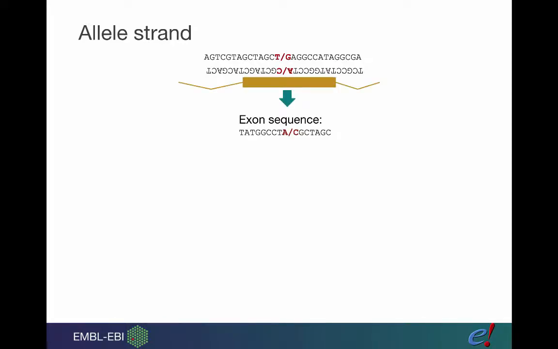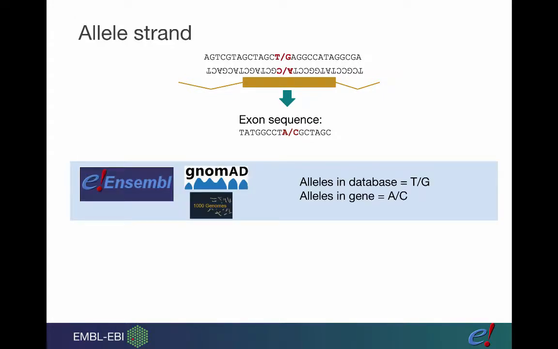Certainly if we're talking about an exon which is on the reverse strand, we would describe the variant in that exon as being A/C. However, when we're talking about the variant itself, independent of the gene or the exon, we will always refer to the forward strand alleles. And this is a convention not just used by Ensembl, but many large-scale sequencing projects such as gnomAD and 1000 Genomes.